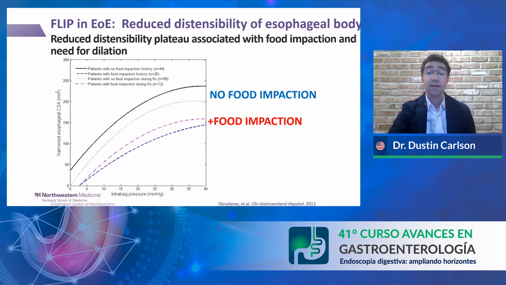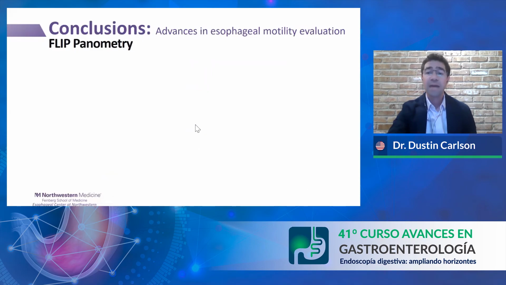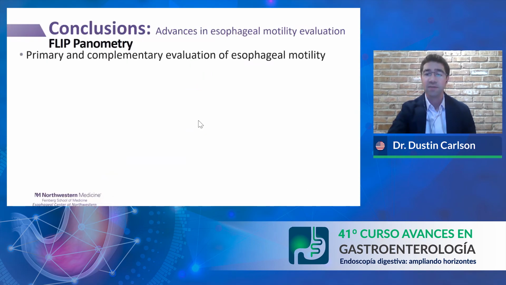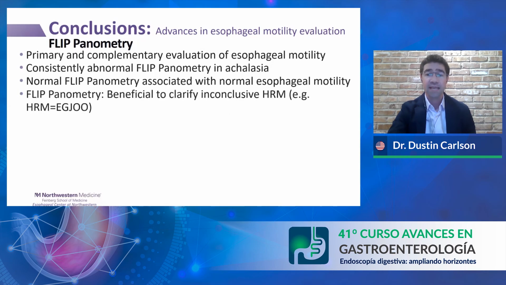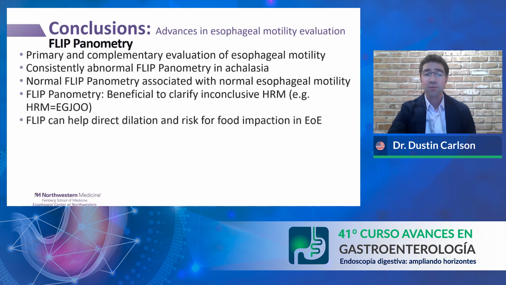Additionally, evaluation of the distensibility plateau measure in EoE was demonstrated to carry predictive value for assessment for the need for dilation and also the risk for food impaction. And within this study, an increased risk was demonstrated with a distensibility plateau value of less than around 17 millimeters, which was associated with food impaction. So in conclusion, FLIP manometry provides a useful primary and or complementary evaluation of esophageal motility. FLIP manometry is consistently abnormal in patients with achalasia. A normal FLIP manometry is associated with normal esophageal motility. And FLIP manometry can be beneficial to help clarify inconclusive manometries, especially EGJ outflow obstruction. FLIP can also help direct dilation and the risk for food impaction in EoE.